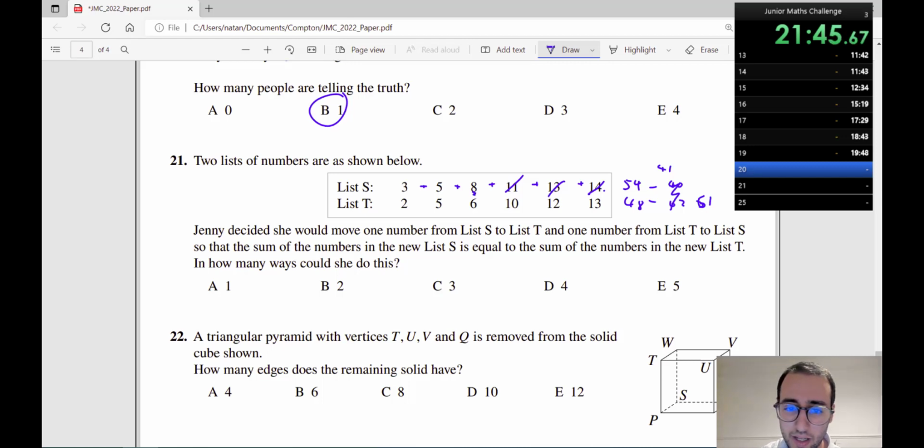Okay, if I get rid of 8, then I'm down to 46. 54 minus 8, so I'm at 46. And this one I've gained 8, so I'm at 56. So I need to give a 10 here. Okay, so this works. 8 for 10 works. If I give a 5, then this one goes to 49, and this one goes to 53.